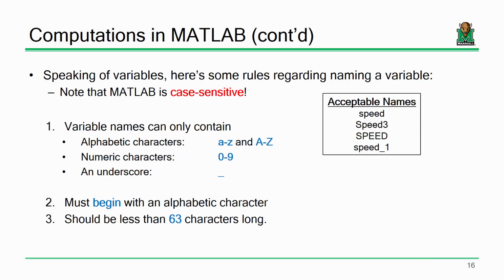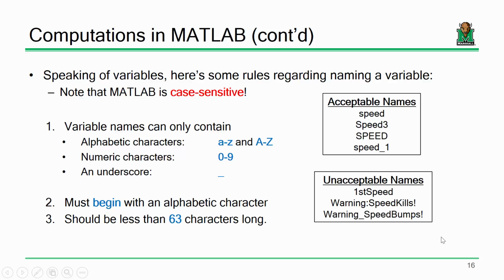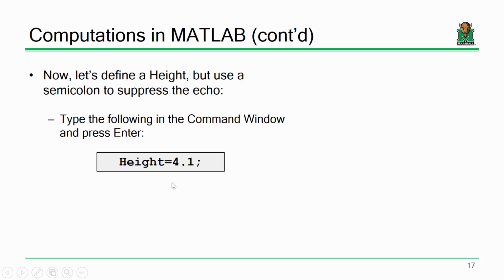So here are some acceptable versus unacceptable names. This first one, first speed, wouldn't work because it's beginning with a number. Can't do that. You can't use the second one, warning speed kills, because it has characters that aren't allowed. The colon and the exclamation, those special characters aren't allowed in MATLAB. The same thing is true with the one down here. Even though underscore is allowed, the exclamation point isn't.